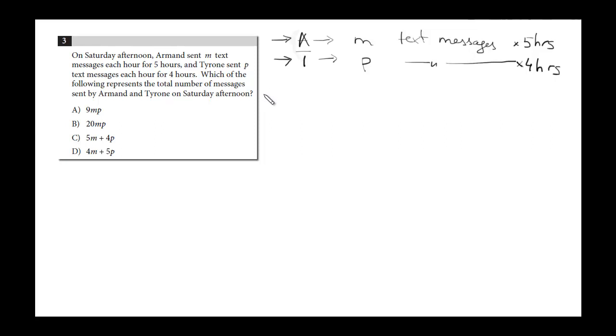B deals with a product, so it cannot be, so we are left with two sums, that is C and D. In C we have 5M, which looks correct, Armand sent 5, plus 4P. So that's the right answer. If we look at D, D says 4M plus 5P, which is incorrect because Armand didn't send for 4 hours. So the correct answer is 5M plus 4P, that is answer C.